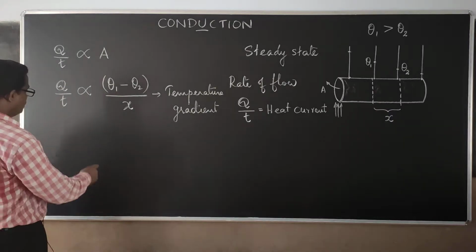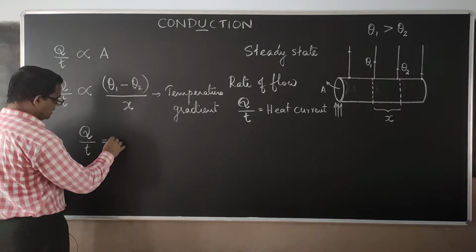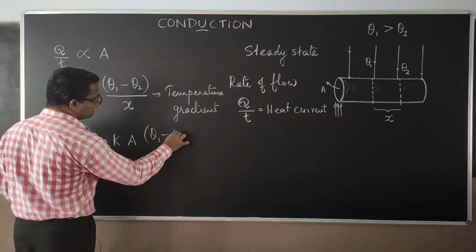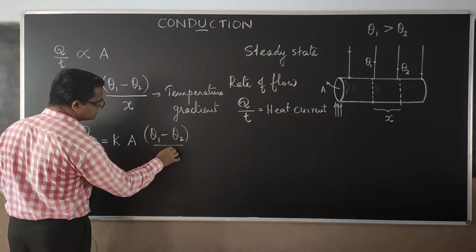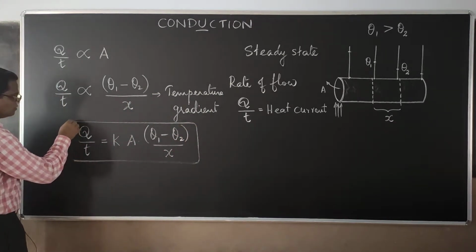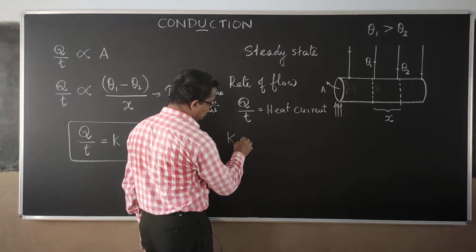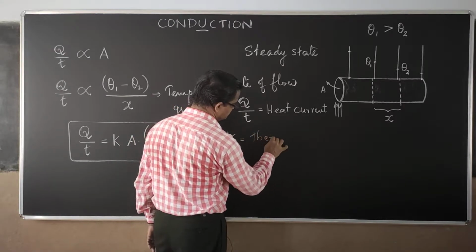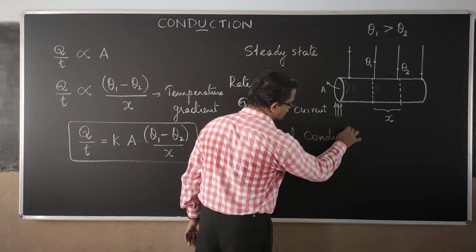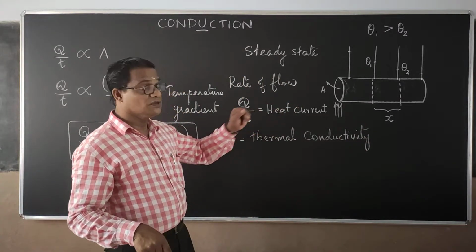Okay? Therefore, we can write Q by t equal to K into A into (theta 1 minus theta 2) by x. A formula like this can be obtained from the observation, where K is called the thermal conductivity of the material of the body.